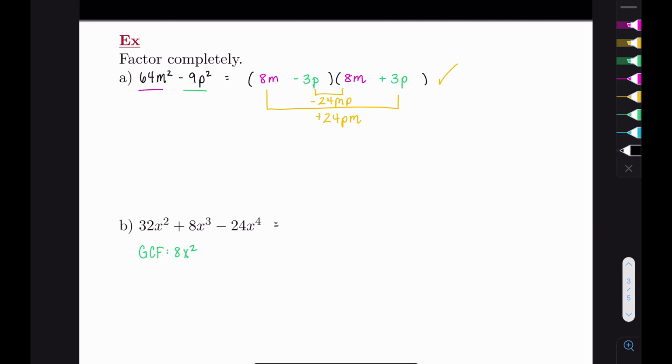If we take that out, from the first piece, to get to 32, we need 4.